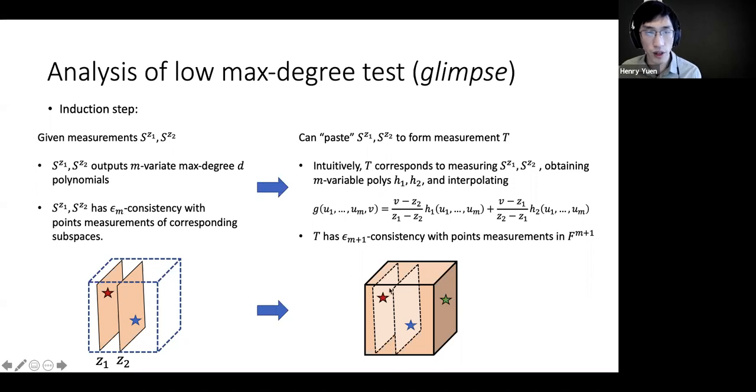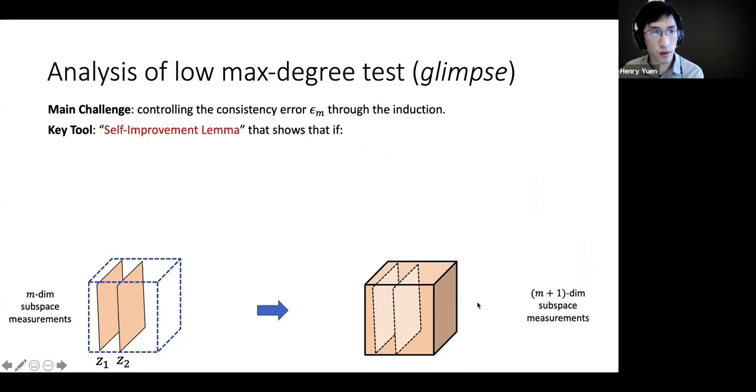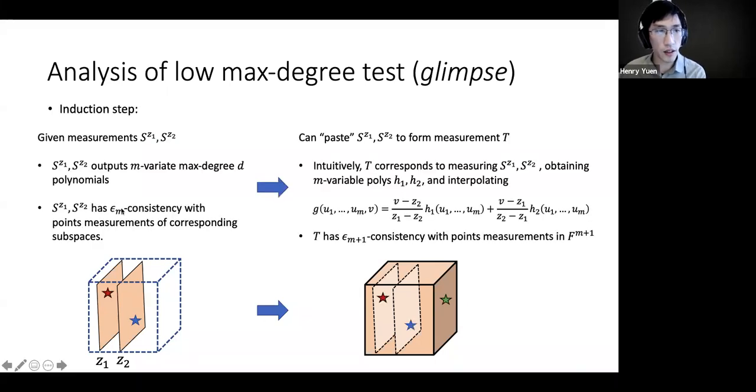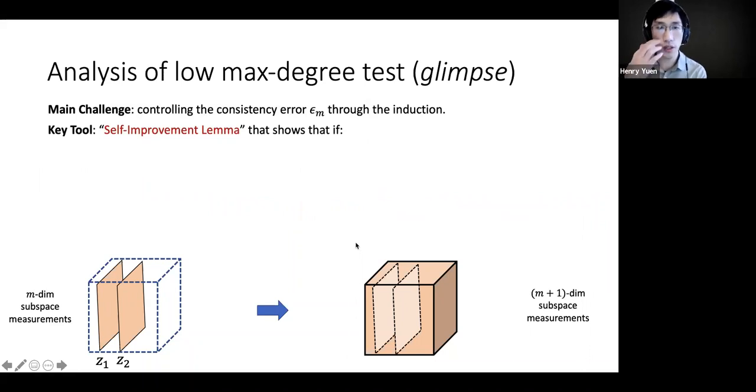Okay, so that's the rough cartoon picture of this inductive argument. What's the main challenge? The main challenge is to control the consistency error that builds up through the induction. When you do this pasting, you get epsilon sub m consistency with the points within the subspaces, and now you have epsilon m plus 1 consistency with points in this cube. This epsilon m plus 1 will in general be slightly worse than epsilon sub m. And if you just naively carried out the induction for m steps, this consistency error would get out of hand. So we need to do something to control this error. The main technical tool in this proof is something called the self-improvement lemma.